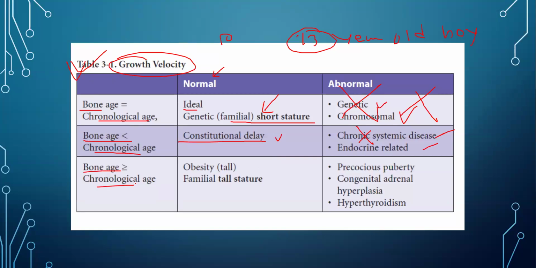What if bone age is more than chronological age? That can be found in familial tall stature, precocious puberty, congenital adrenal hyperplasia, or hyperthyroidism. If it is a normal physical exam, maybe it's just familial tall stature. If there is some abnormal finding, then it could be any of those.